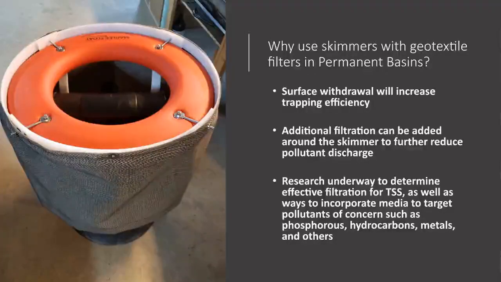As we mentioned, surface withdrawal will increase trapping efficiency. The additional filtration can be added around the skimmer to further reduce pollutant discharge. Research has been underway to determine an effective way to filter for TSS, as well as ways to incorporate media to target pollutants of concern, such as phosphorus, hydrocarbons, metals, or others.